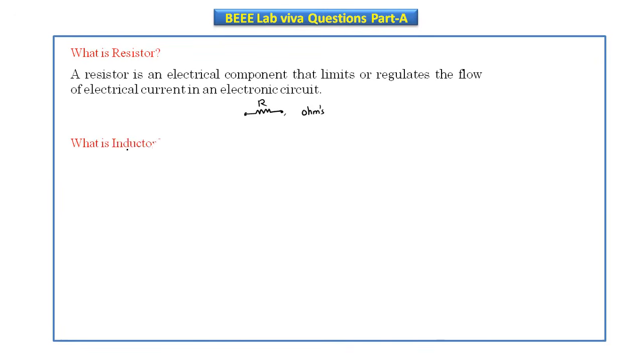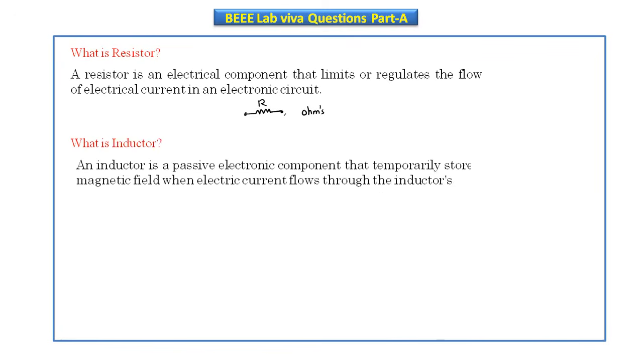Next one is, what is an inductor? An inductor is a passive electronic component that temporarily stores energy in a magnetic field when the electric current flows through the inductor coil. That which stores energy in the form of a magnetic field is called an inductor. This is the inductor symbol. It is denoted by L, and the unit of the inductor is Henry.